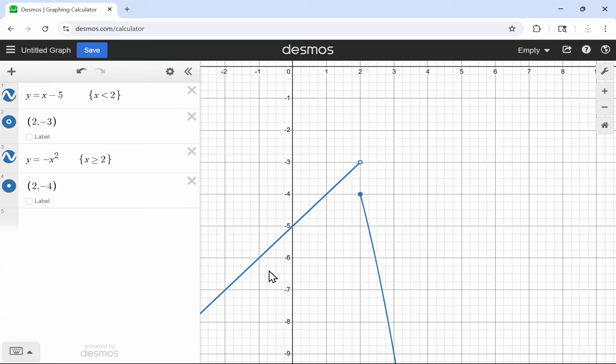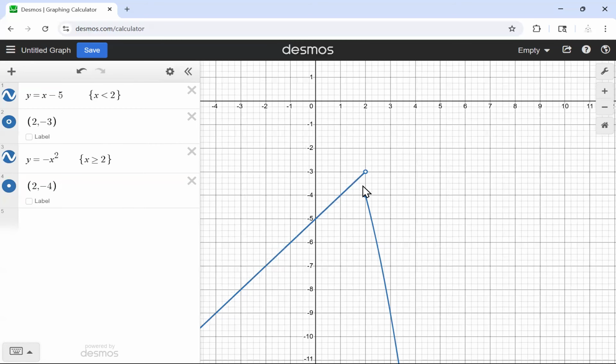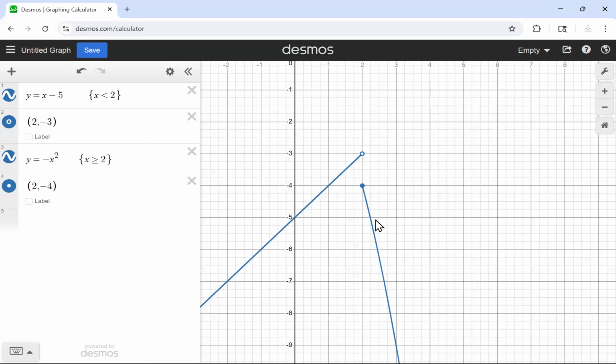So that would be how we would define a piecewise defined function. And this is how you can get gaps in the graph of a function. You can define it piecewise and you can have some gaps in between. So that's how you could graph a piecewise defined function. It looks like y equals x minus 5 when the x values are less than 2. It looks like negative x squared when the x values are greater than or equal to 2.